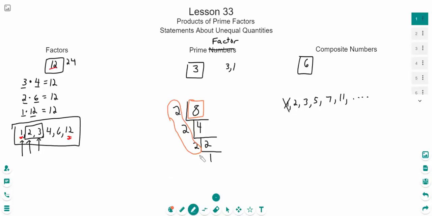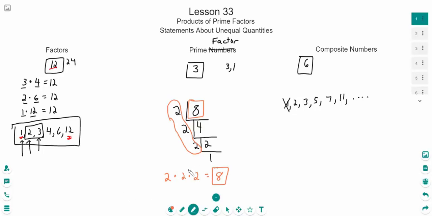All right. So note, if I take that first 2 and multiply it by the second 2 and multiply it by the third 2, and I get what? I get 8, right? So 2 times 2 times 2 is 8. 8 can be written as a product of prime factors.